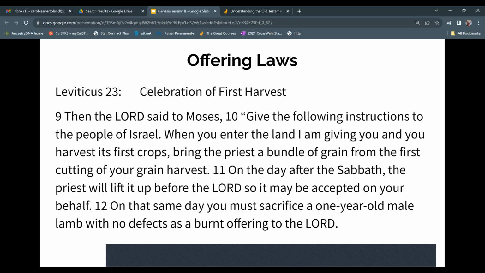So the celebration of first harvest is described in Leviticus 23 as, "Then the Lord said to Moses, give the following instructions to the people of Israel. When you enter the land I am giving you and you harvest its first crops, bring the priest a bundle of grain from the first cutting of your grain harvest. On the day after the Sabbath, the priest will lift it up before the Lord so it may be accepted on your behalf. On the same day, you must sacrifice a 1-year-old male lamb with no defects as a burnt offering to the Lord." So this is directed to Moses.